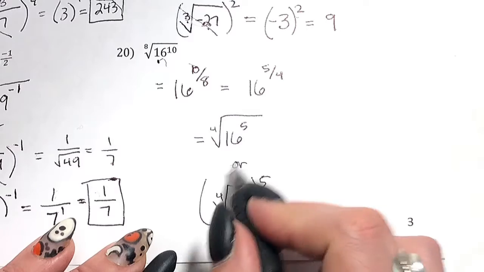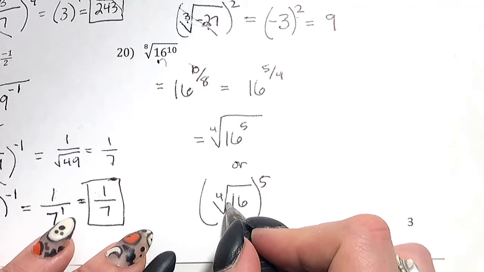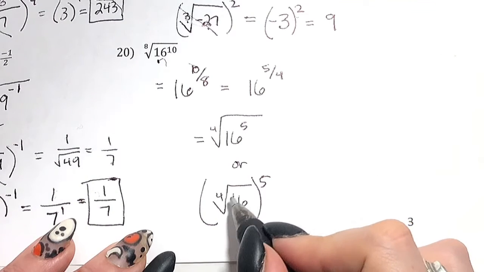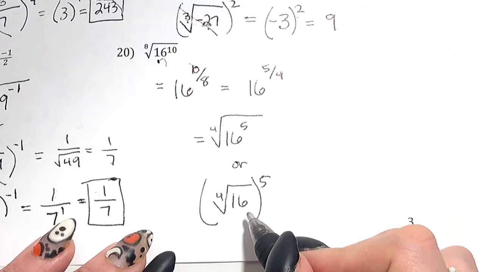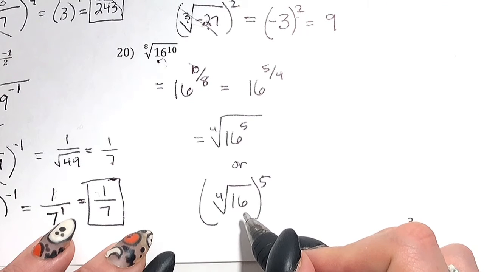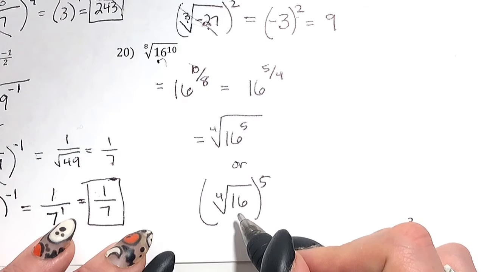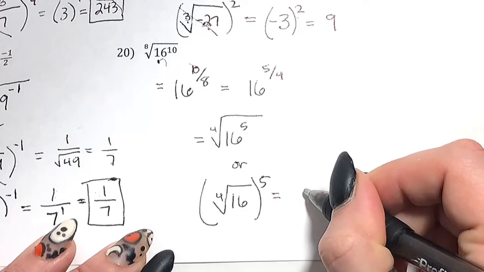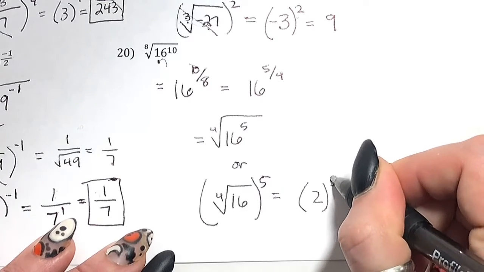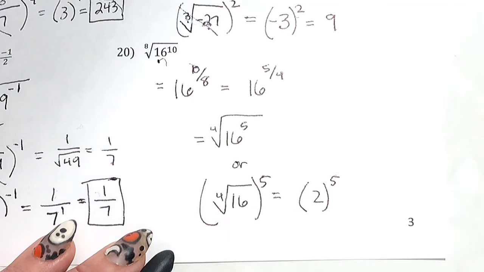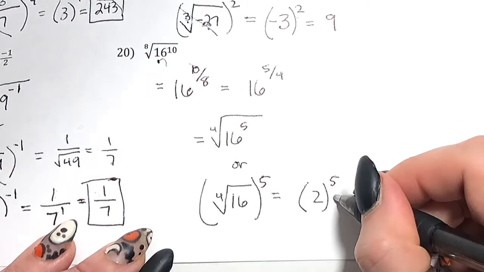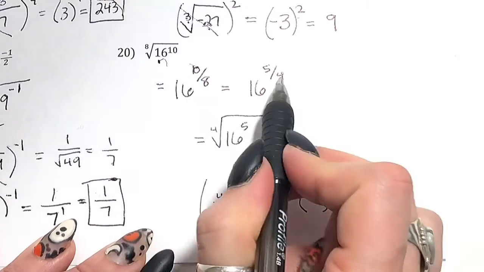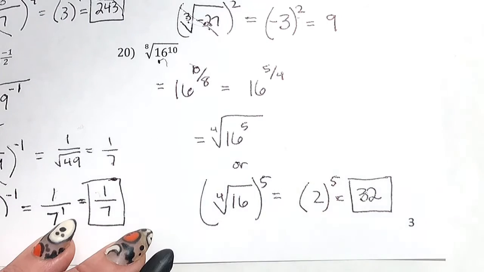So looking at this, I do think this one is easier, again, doing the root first and then the power second. And that's because the 4th root of 16 is saying what number times itself 4 times is 16. Well, 2 times 2 times 2 times 2 is. So 2 times 2 is 4, times 2 again is 8, times 2 again is 16. So the 4th root of 16 is actually 2. And then we can do 2 to the power of 5, which is 2 times 2 times 2 times 2 times 2, which is 32. So reducing that fraction just made the numbers not so difficult to work with.